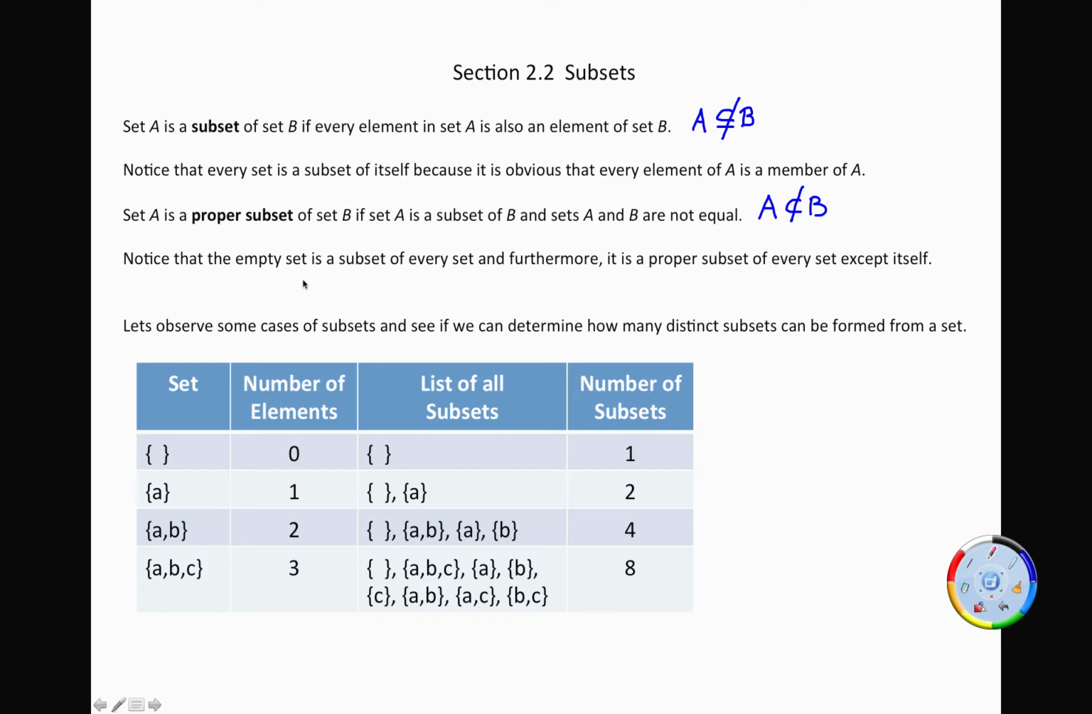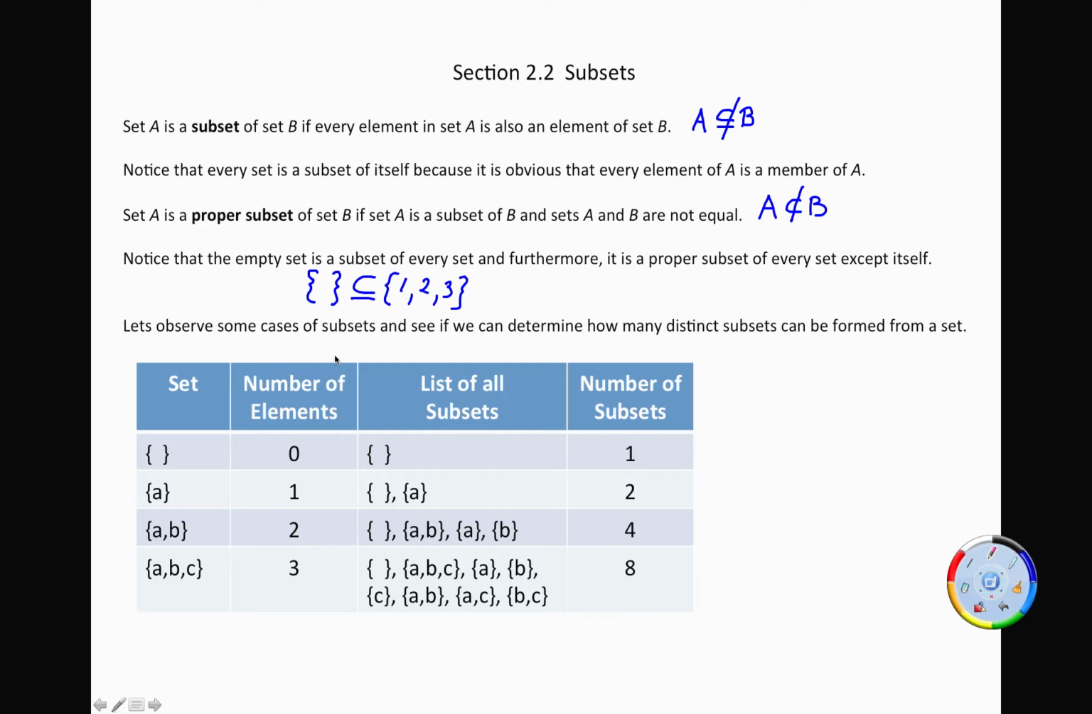Notice that the empty set is a subset of every set, and furthermore, a proper subset of every set except for itself, because think about this, the empty set is the set with no elements, and so there can be no elements in this set that are not in your other set. The empty set is a proper subset of every set except itself and a subset of every set.